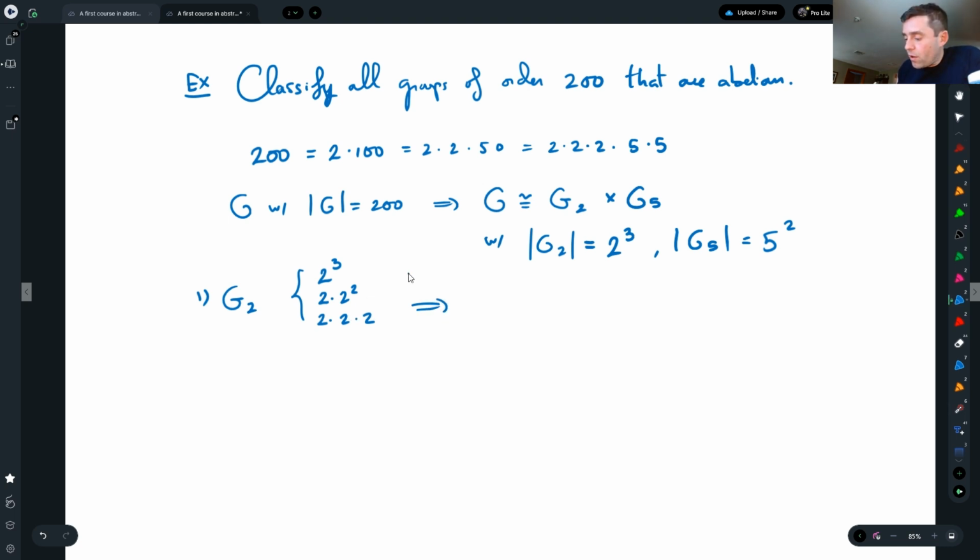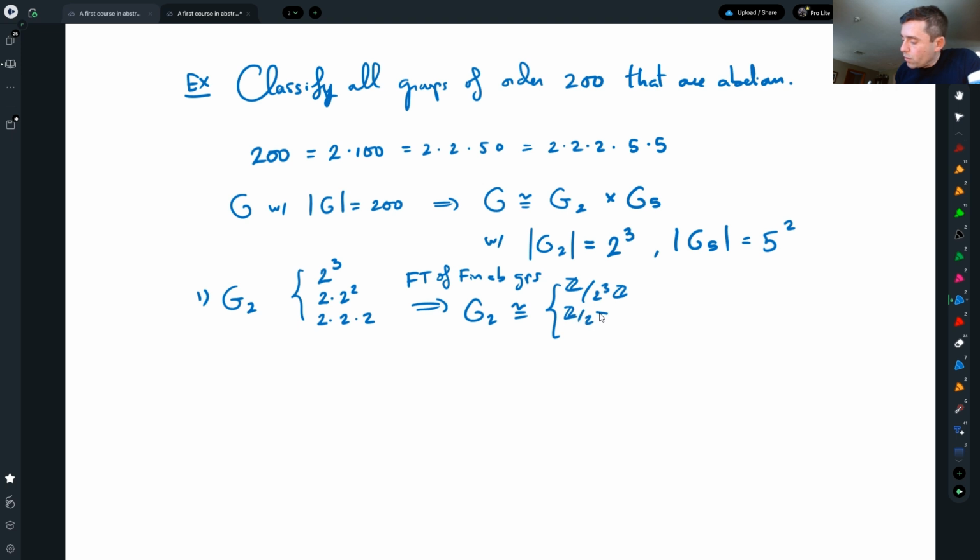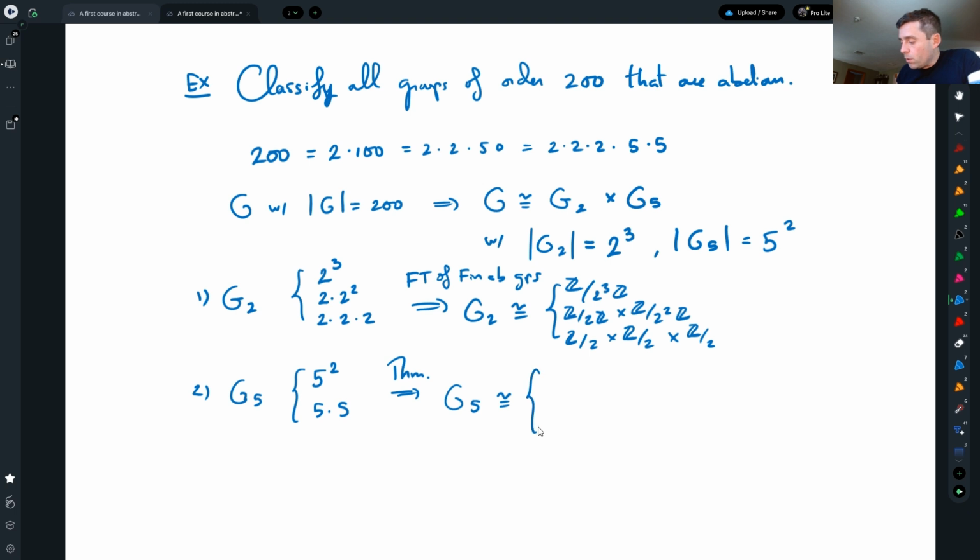So by the fundamental theorem of finite abelian groups, what we get is that G2 is isomorphic to either Z modulo 2 cubed, or Z modulo 2 cross Z modulo 2 squared, or Z modulo 2 cross Z modulo 2 cross Z modulo 2. Second, for the 5 primary component, the possibilities of factoring 5 squared are just 5 squared, or 5 times 5. And again, the main theorem tells me that the 5 primary component will be either Z modulo 5 squared or Z modulo 5 cross Z modulo 5. And finally, I can put these together. Let me do that in the next page.